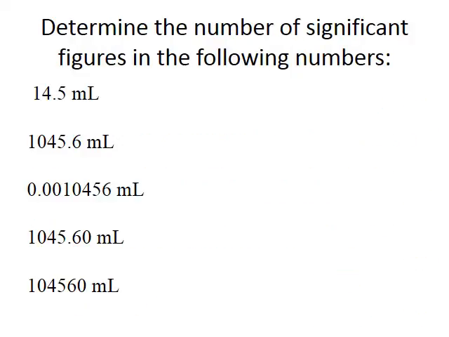So let's look at a few more examples. Remember that you always start counting significant digits with the first non-zero digit on the left. So for this first measurement, 14.5 milliliters, we're going to start with the 1 that's in the tens place in the number. And then we count all of the significant numbers that follow that to the right. In this case, it's all non-zero digits, so they're all considered significant or measured.